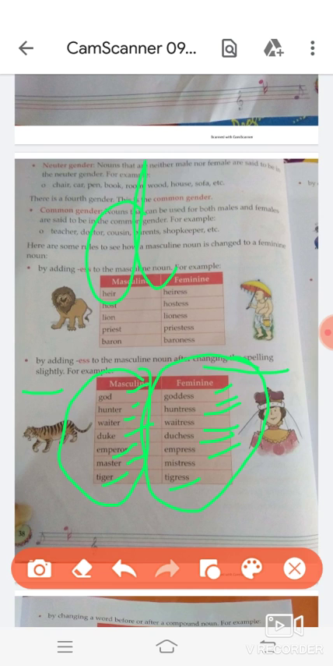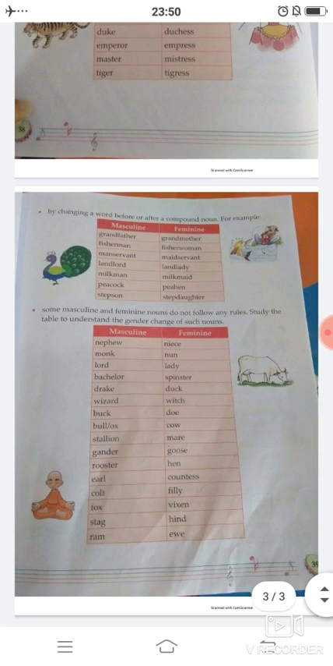We have added another D in the feminine gender. In hunter, we have removed E and we have added ESS. Waiter, just like waiter, we have removed E and in the feminine gender we have added ESS. Duke, duchess. Emperor, you can see E and O both are removed, and we have added ESS after R. Master, mistress. Tiger, tigress.